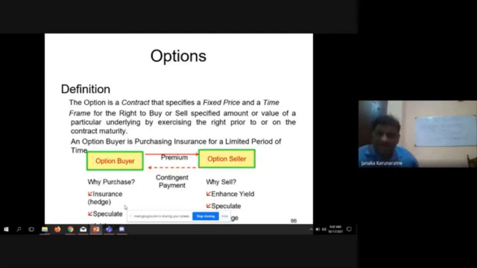Now, forward contracts, you don't have a choice. Whether the market interest rate or whatever is beneficial or a disadvantage to you at the time of the contract, you don't have a choice. You have to do it. But here, you have a choice whether to go ahead with the option or not, depending on the market price.